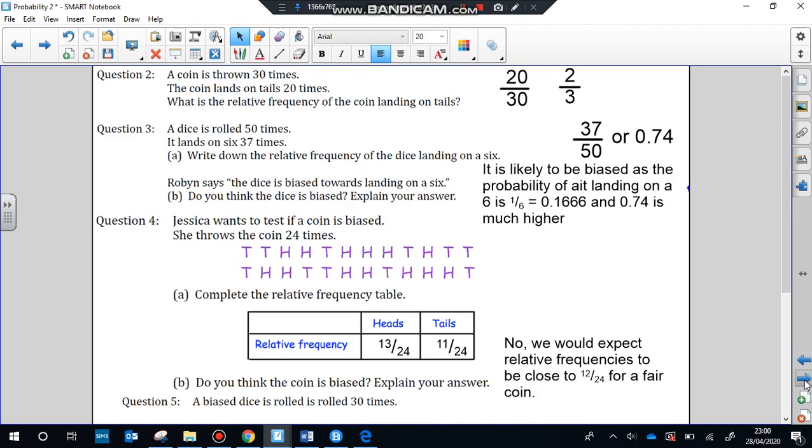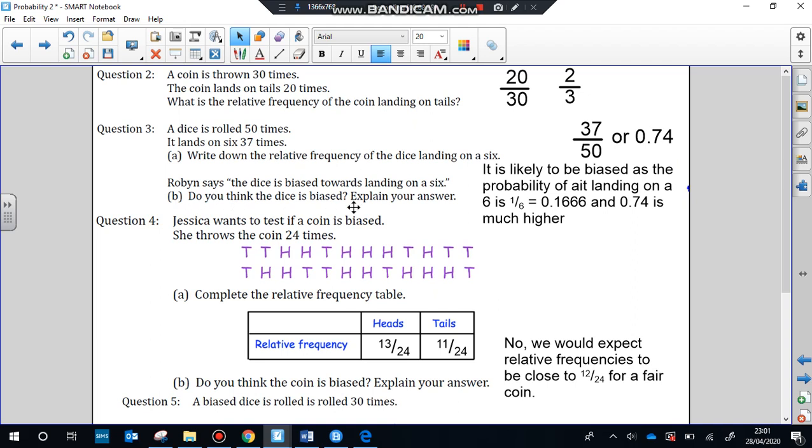Okay, so here are the answers. Question 2, a coin lands on tails 20 times. What's the relative frequency? Well, it's 20 out of 30, but we would cancel that to 2/3. A dice is rolled 50 times and it lands on a 6 37 times. So the relative frequency of a 6 is 37 out of 50. As a decimal, that would be 0.74. Sometimes decimals are easier to understand. We can see that's close to 1.